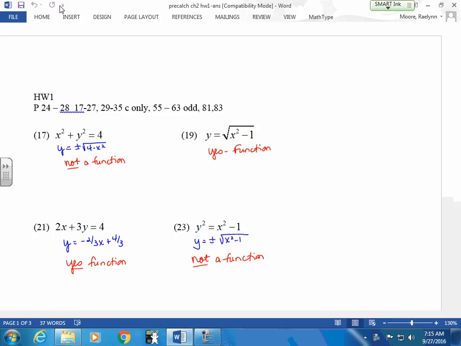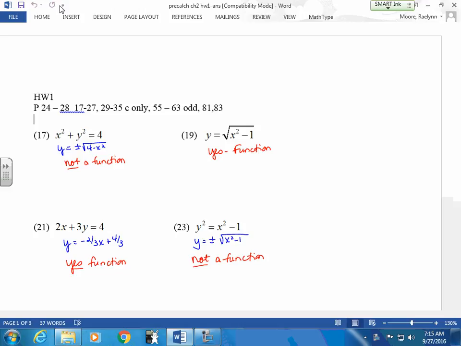This guy, we could say yes, because whatever x I put in here, 1 and negative 1, it's okay for 1 and negative 1 to have the same y, but every x I put in there only gets one y. And put it in your calculator. It's a good one to put in your calc.